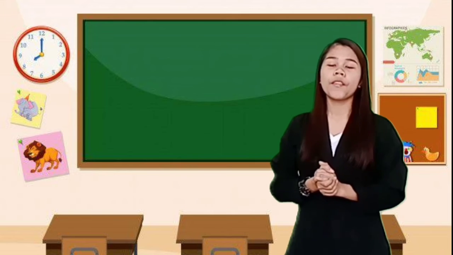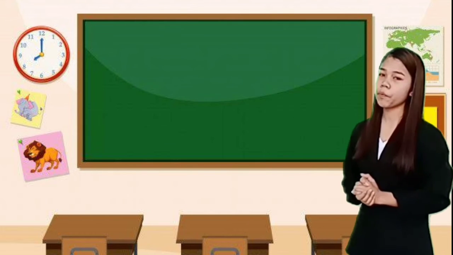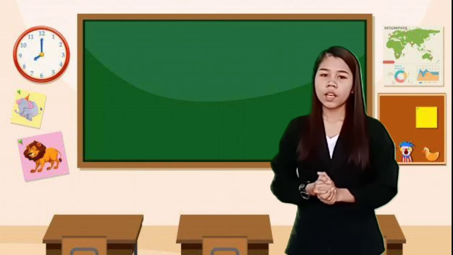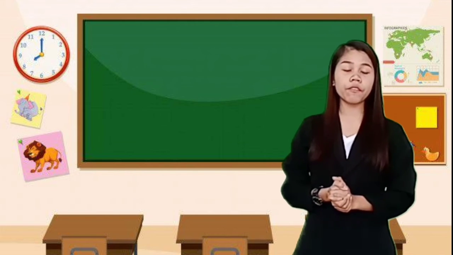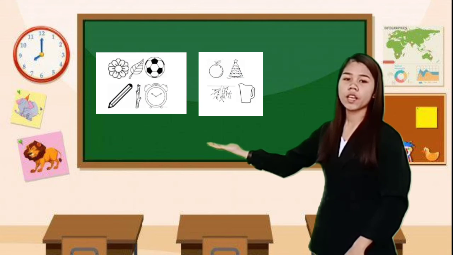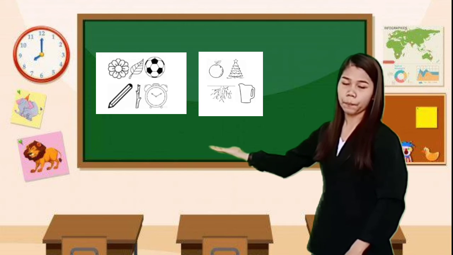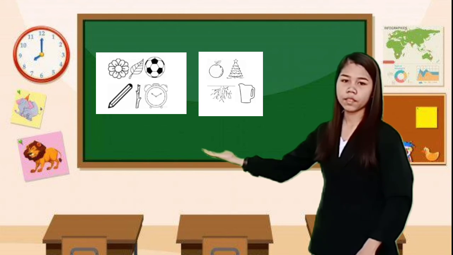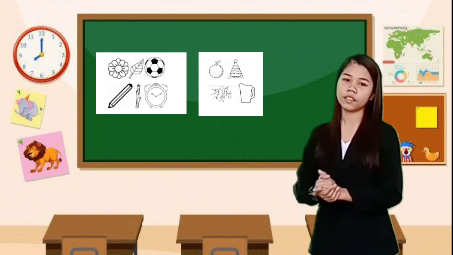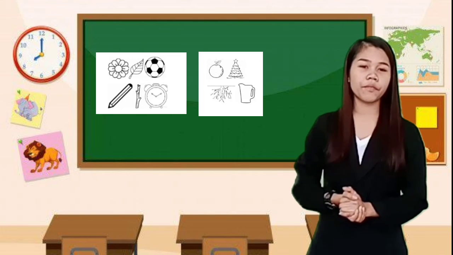Very good. Now, I have an activity here. A simple activity. Encircle the parts of the plants. So here in the picture, encircle which is part of the plants. Okay. Are you done? Is everybody done?